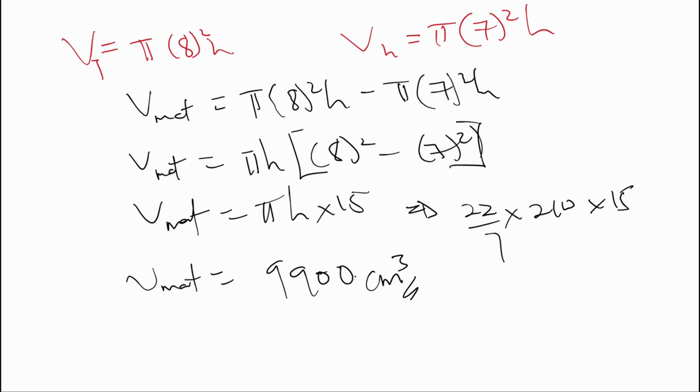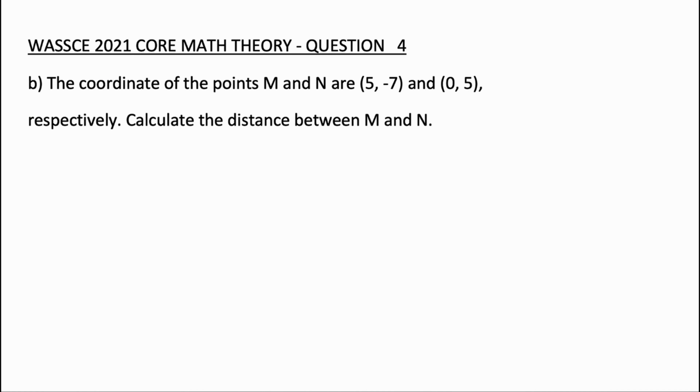So we'll be moving on to question 4b. The coordinates of the points M and N are (5, -7) and (0, 5) respectively. Calculate the distance between M and N. So this is our M, and this point is our N. And you are asked to find the distance between M and N.